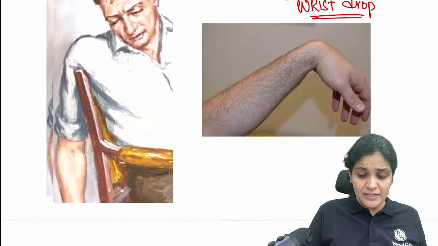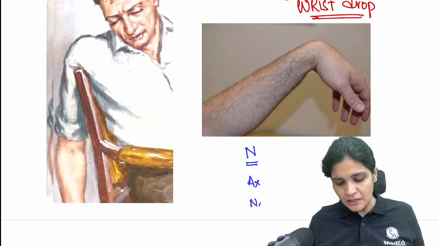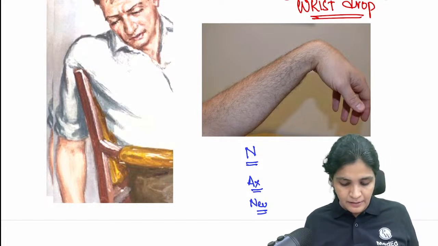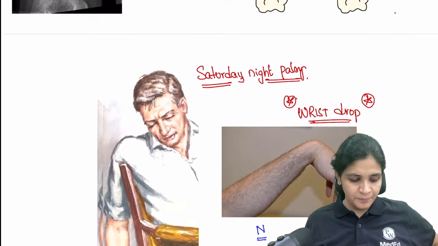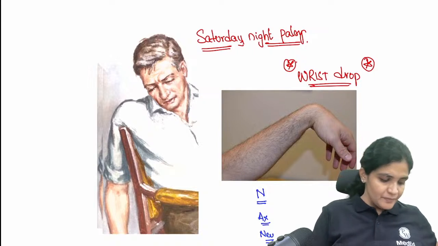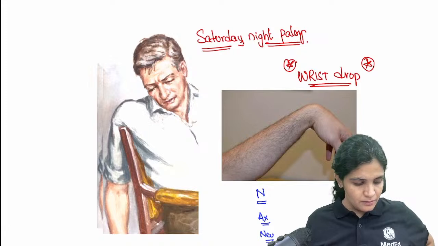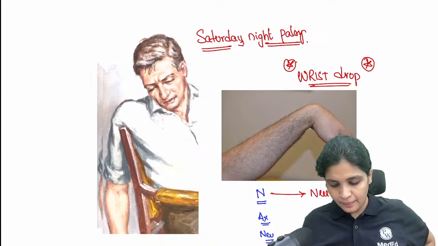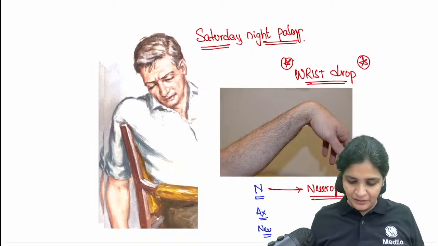So what type of injury is this? So we have three types, right? Neuropraxia, axonotmesis, neurotmesis. So what type of injury is this Saturday night palsy? This is a type of neuropraxia, right? This is a type of neuropraxia. Yes. Not neurotmesis. It is a type of neuropraxia, right?